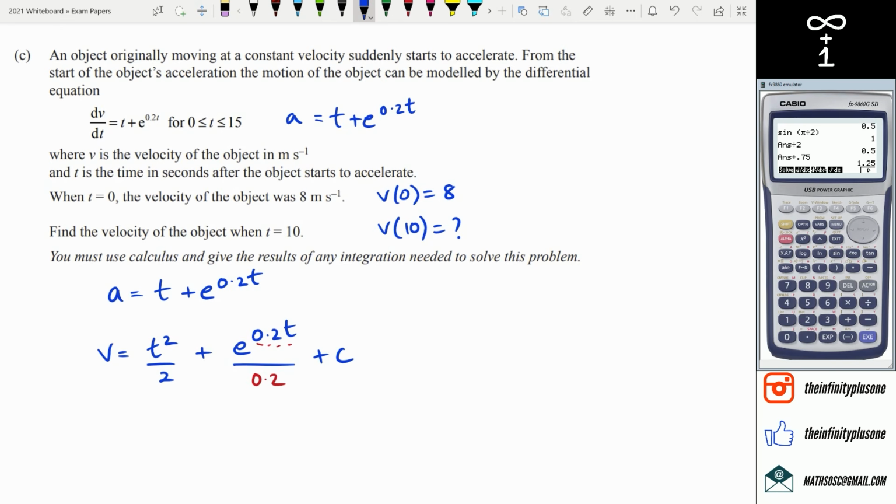Now 1 divided by 0.2 is the same thing as saying 5. So I just want to write it up a little bit cleaner there. So the velocity function can be written as t squared over 2 plus 5 e to the power of 0.2t plus c. Now we're going to use this information here to figure out what c is.